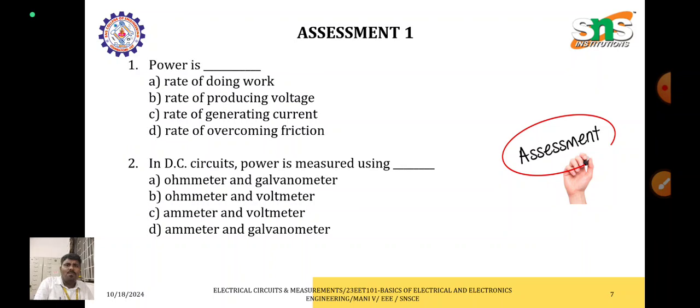Power is whether a rate of doing work, or rate of producing voltage, or rate of generating current, or the rate of overcoming friction. And second one: in a DC circuit the power is measured using ohm meter and galvanometer, ohm meter and voltmeter, ammeter and voltmeter, or ammeter and galvanometer. Put your answer in the comment section.